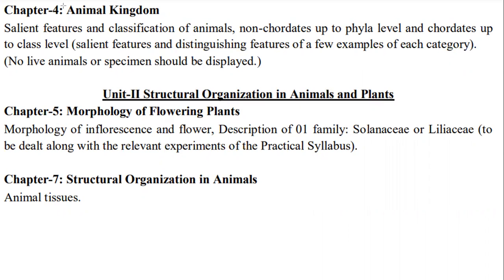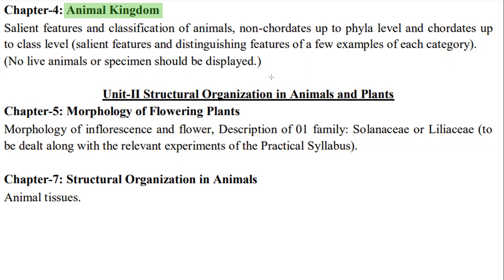So the fourth chapter we have to discuss is the animal kingdom: salient features and classification of animals, non-chordates up to phyla level, chordates up to class level, salient features and distinguishing features of a few examples of each category. No live animal or specimen could be displayed. So almost all the important topics of animal kingdom are also included. If you look here, you can see all four chapters of unit 1, diversity in living world, are included for your school-wise examination in class 11th.